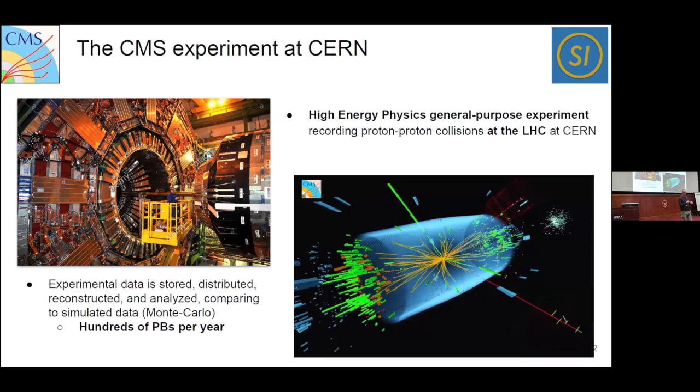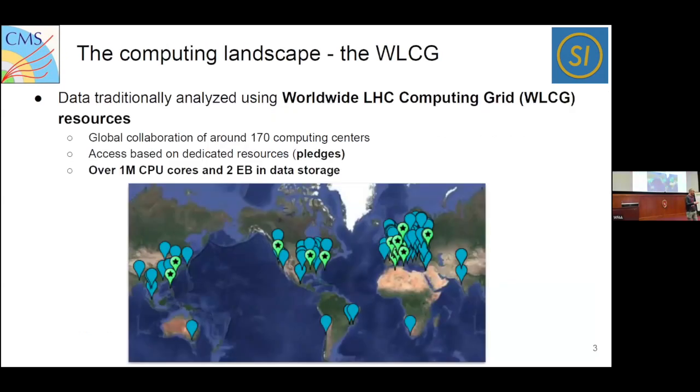The results of the collisions are stored, distributed over several computing centers, then analyzed, reconstructed, and compared with the simulated Monte Carlo data. This generates hundreds of petabytes of data per year, and we leverage the Worldwide LHC Computing Grid, WLCG, computing infrastructure to analyze this data. The WLCG is a federation, a collaboration of 170 computing centers, offering over 1 million CPU cores and 2 exabytes in data storage.